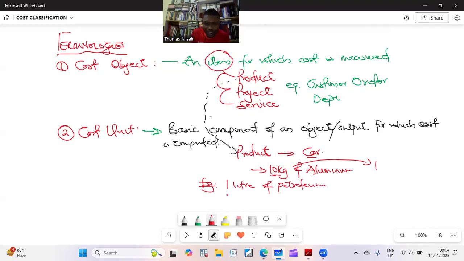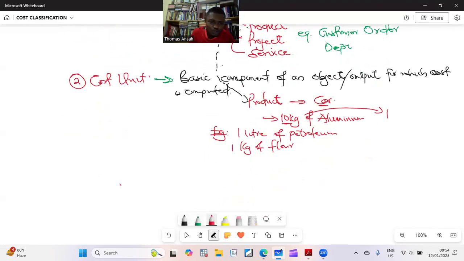If you are producing bread, what was the kg of flour? All right, kilogram of flour that you use. So one of them, just one. The smallest, and one is the smallest of something. So just one. All right, how much you are going to spend on one to be able to produce the thing. Number 3, what is a cost center?